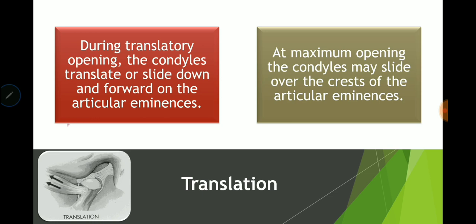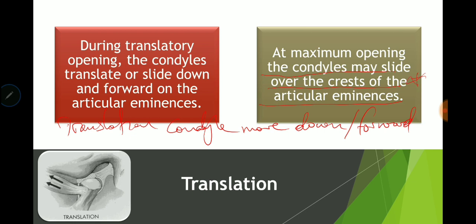So translation, you have condyles moving down and forward on the articular eminence. And the maximum opening may slide over the crest of the articular eminence. If that happens, sometimes it may cause open lock jaw, because sometimes the condyles don't go back into the fossa, so you have to actually reduce it.